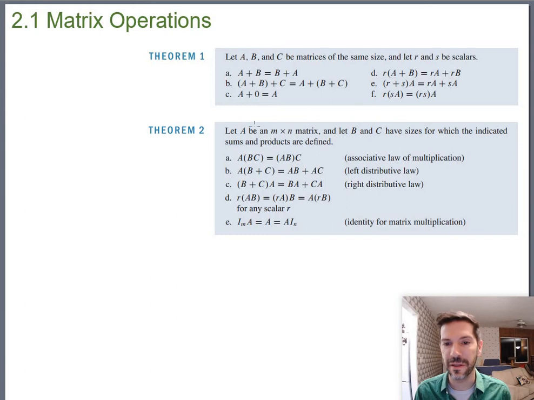So here they're saying suppose A is an n by n and B and C are the right sizes, so you can do the multiplications. Then association still works. If you've got A times BC, you can do BC first, or you can do AB first, and you'll get the same result. Distribution works. If you've got A times parentheses B plus C, it is the same as A times B plus A times C. That's distribution. And notice they have left distribution and right distribution.